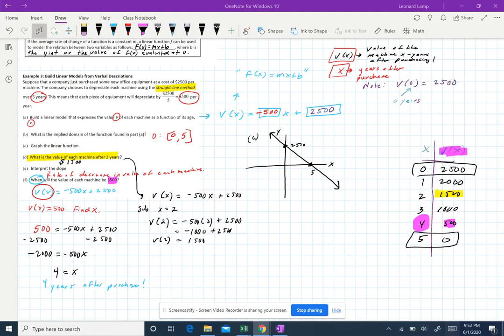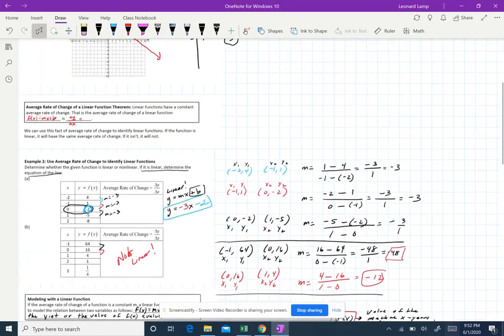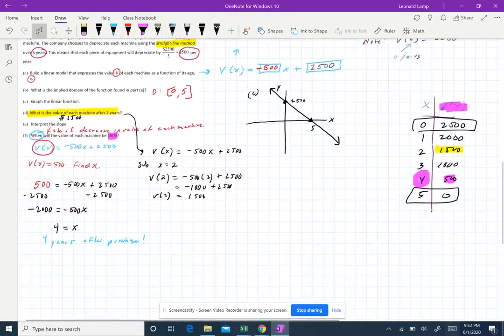Good thing is now 3.1 is out of the way. I know we kind of traveled backwards to talk about lines again, but now we're going to travel into quadratics and 3.3.